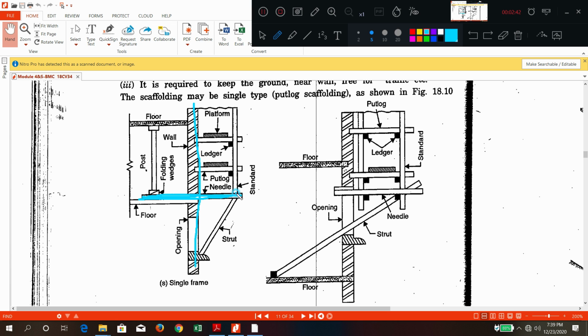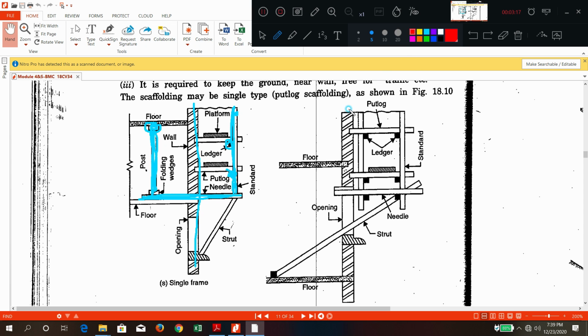In parallel, on one side the standards will be raised, and on the other side a post is also raised to make it stable. Here also it is supported on the slab or floor. Here also it is supported by the ties or ledgers. Once these standards are raised, again the same thing, the ledgers will be tied here.